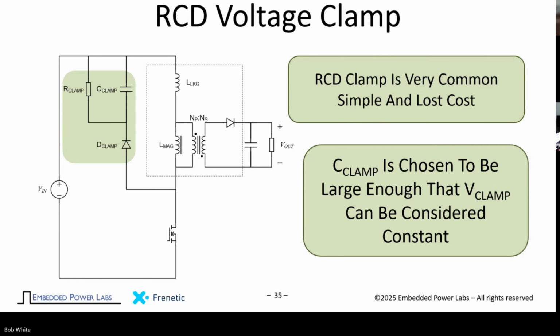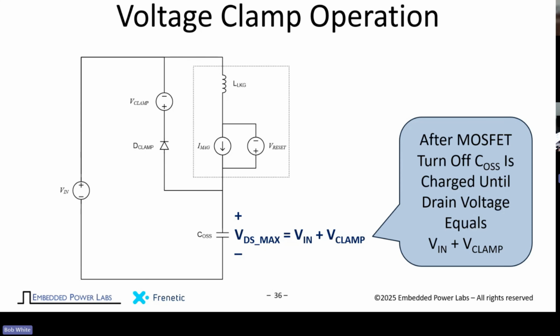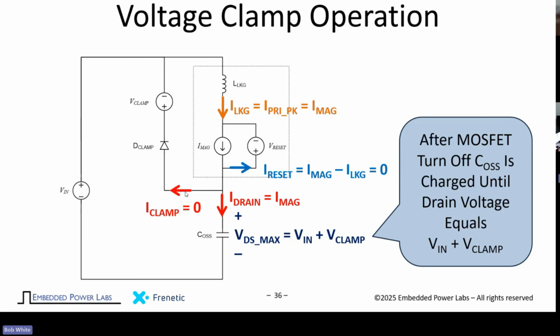Okay. So what happens now when we turn off? We have the leakage, and now we have this clamp circuit, which is an RC, and we turn off, and we have the drain current going into the COSS like before. We have the leakage current. But now we have the path here of the reset, and we also have a path for the current to go into the clamp.